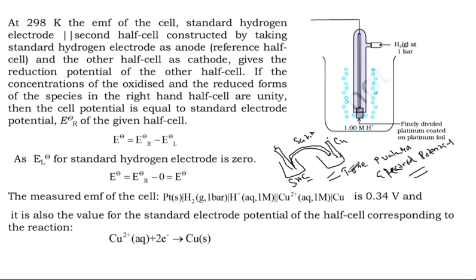So this is the way we always have to construct a cell: on the left side the SHE, and on the right side another half cell. A half cell is constructed.